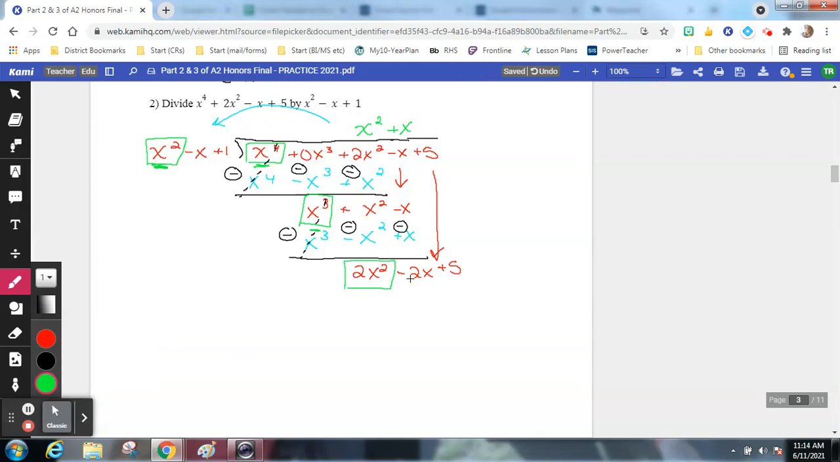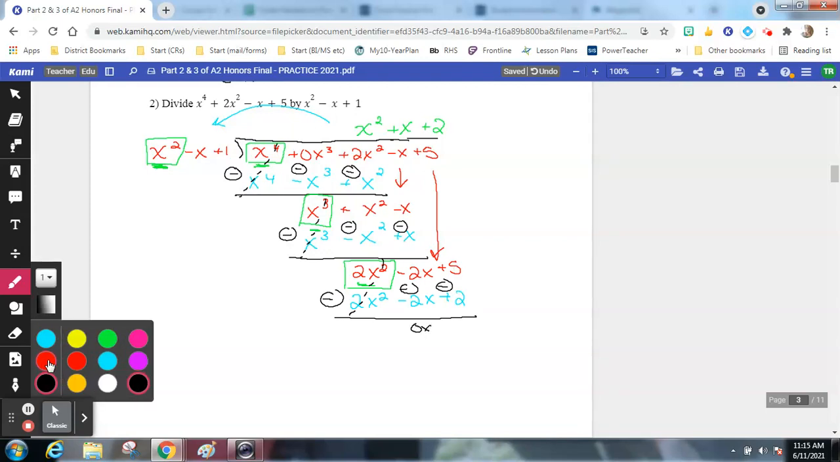So 2x squared. What do I have to multiply an x squared by to turn it into a 2x squared? Well, that's a 2. Distribute. 2 times x squared is a 2x squared. 2 times negative x is negative 2x. 2 times 1 is a positive 2. And subtract again. Cancel out. Negative 2x minus a negative 2x, well, this also cancels out. It's a 0x. And then 5 minus 2 is a 3.